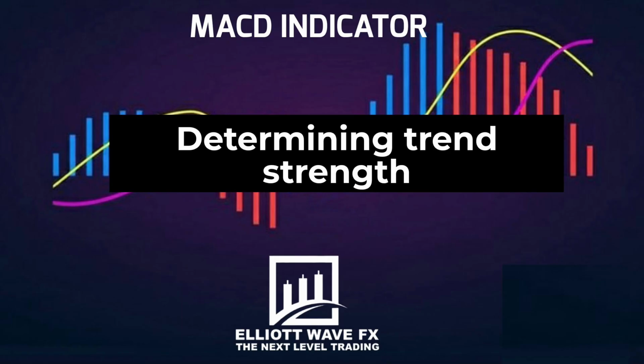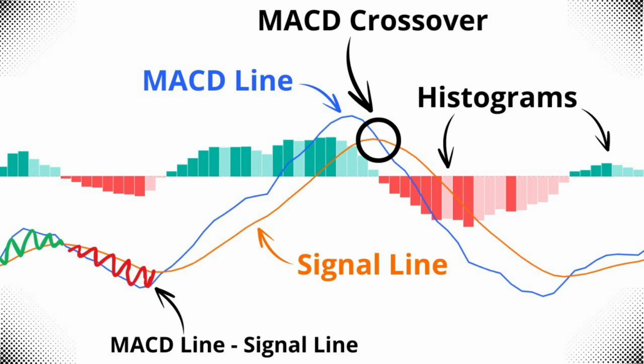MACD determining trend strength. You can use the MACD histogram to assess the strength of a trend. MACD histogram. The MACD histogram represents the difference between the MACD line and the signal line, providing a visual representation of the convergence and divergence between the two lines. A rising MACD histogram indicates increasing momentum, while a falling MACD histogram suggests decreasing momentum.